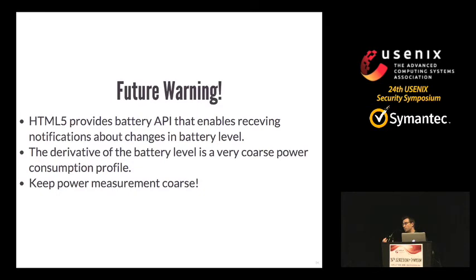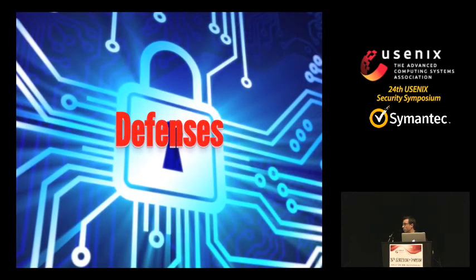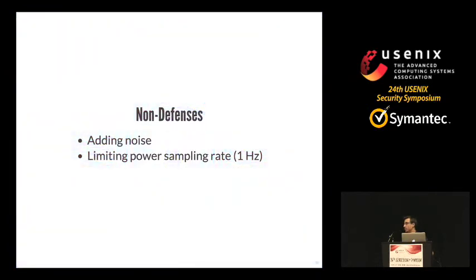Otherwise, it would expose you to this attack through a web. Let's talk about possible defenses, and first of all, things that would not defend. Adding noise: this defense would require adding so much noise that it would make the power measurement inefficient for any legitimate use of actually profiling your application, because we anyway smooth the noise and look at the general trends. And also limiting the power sampling rate.